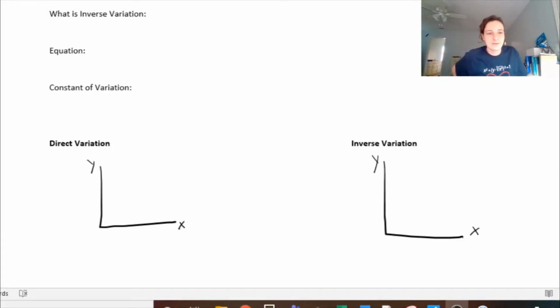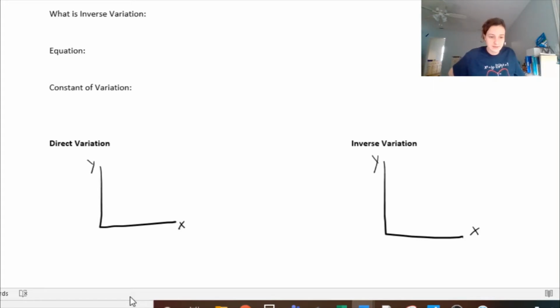Welcome back, class. Today we're doing chapter 12, starting off coming back from our spring break. Today we're talking about inverse variation. Before we talk about inverse variation, I want to do a little reminder as to what is direct variation.